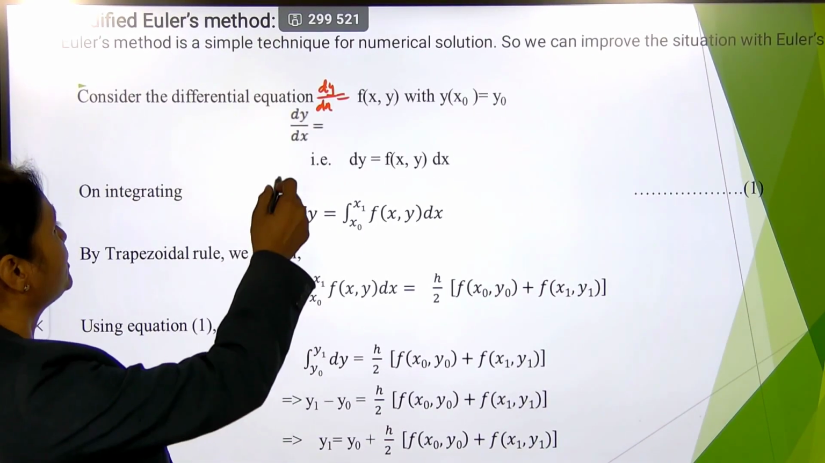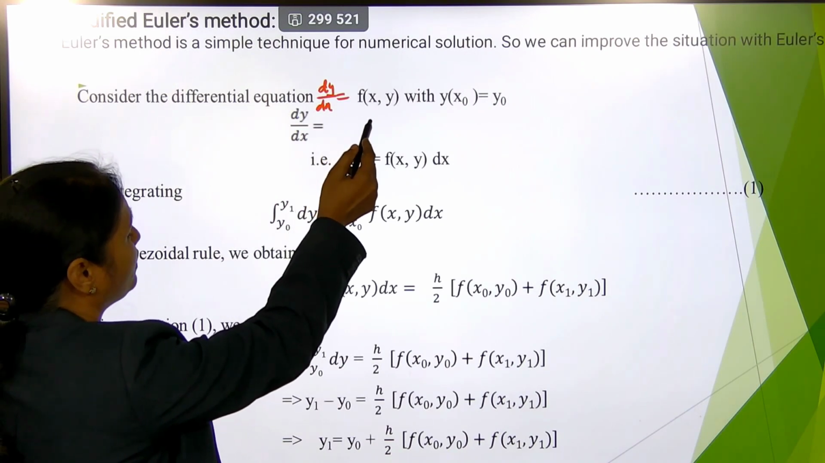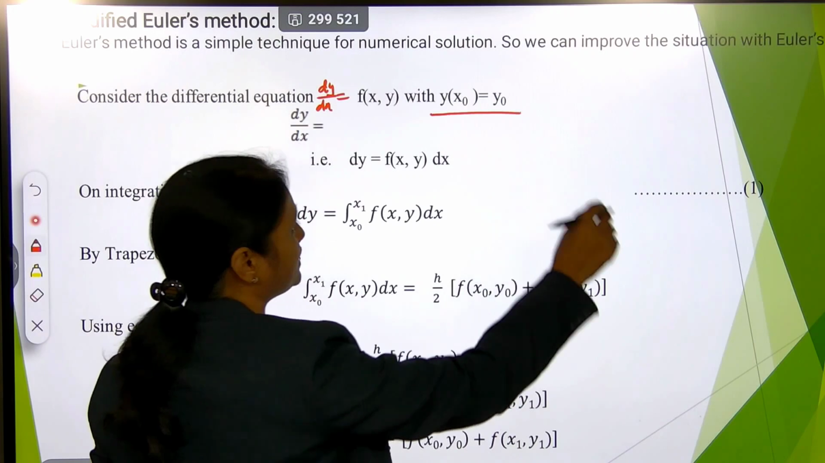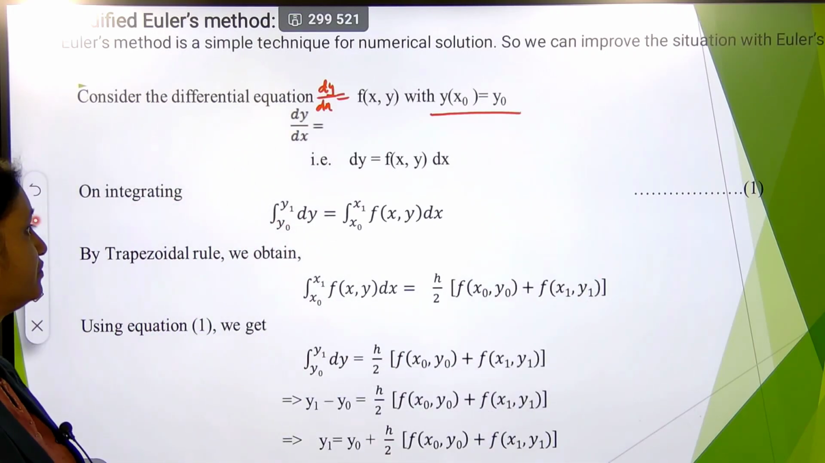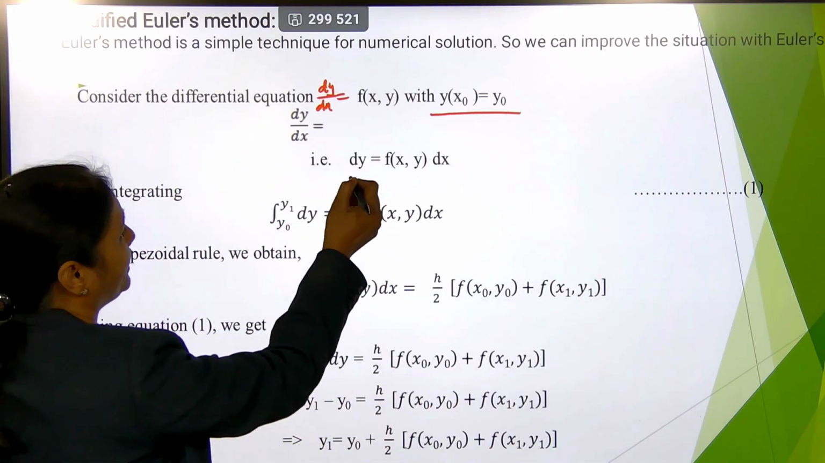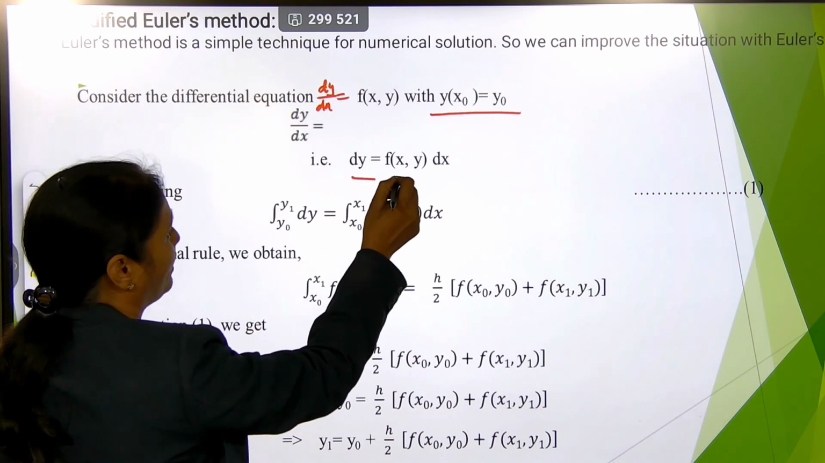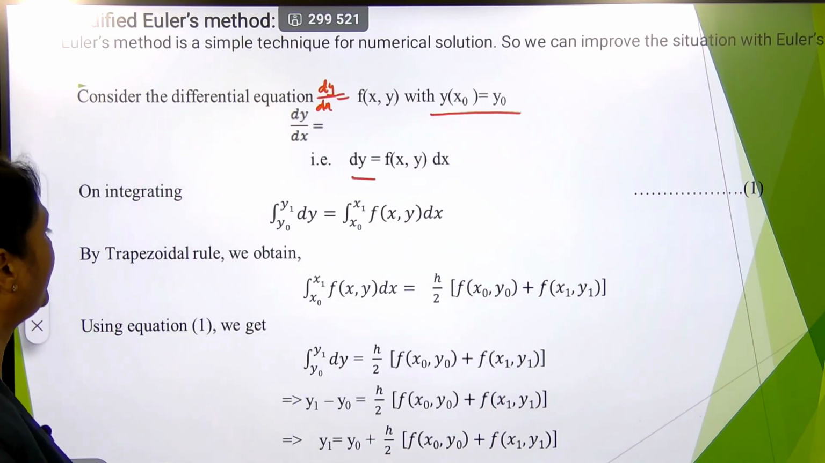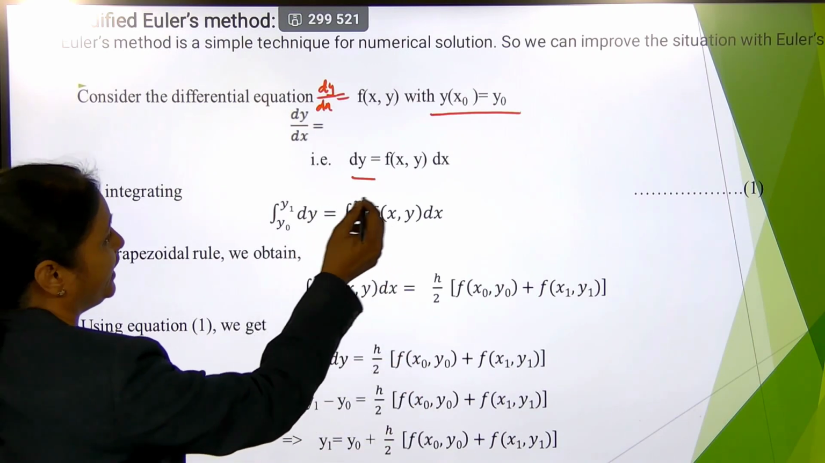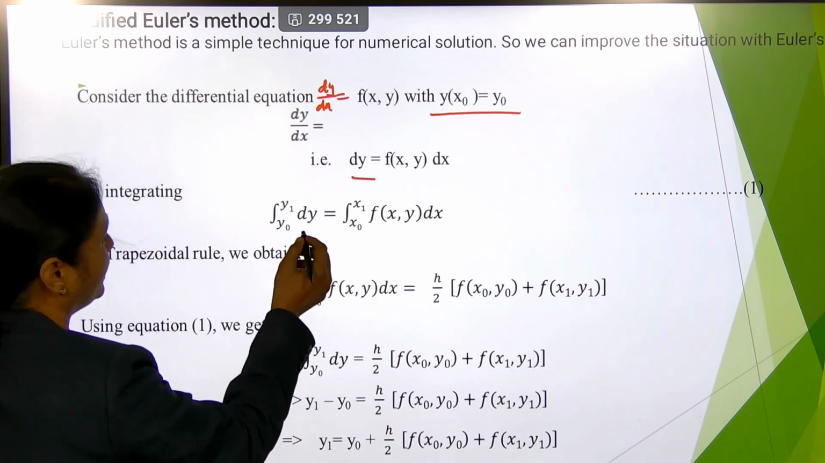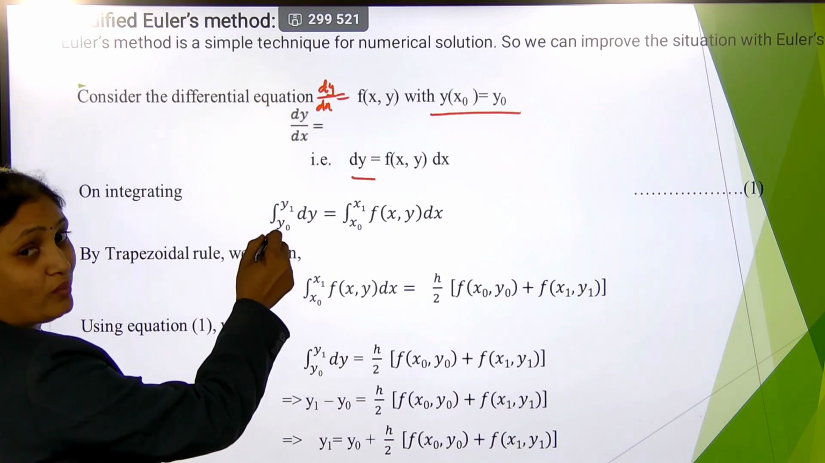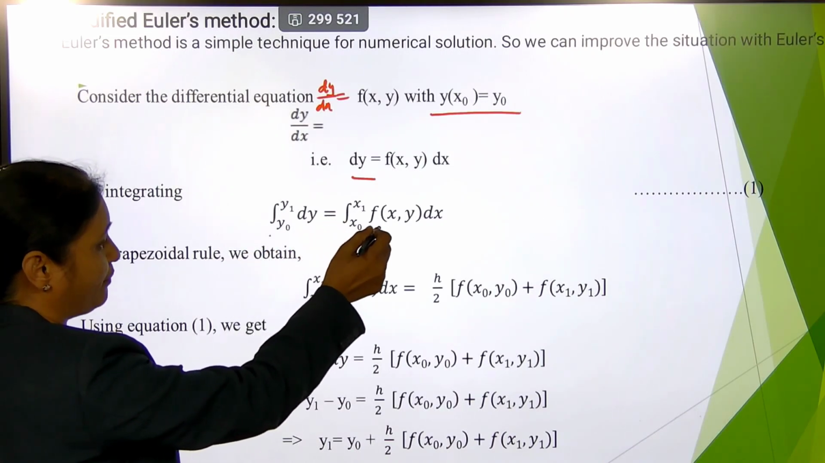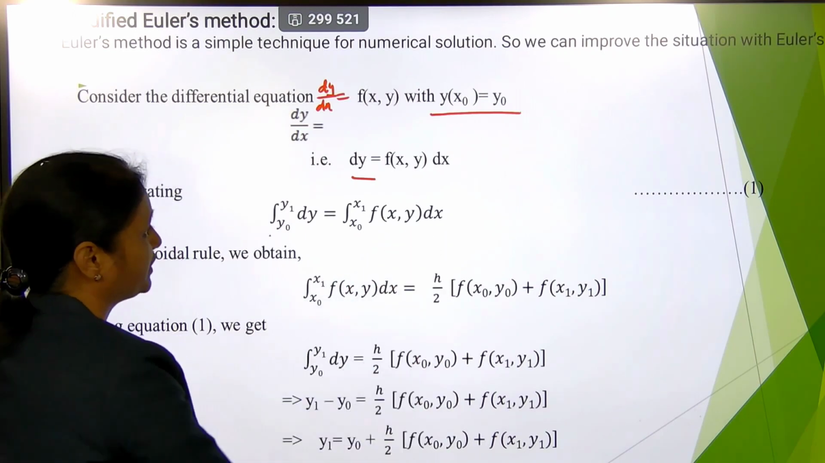So consider the differential equation dy by dx is equal to f of x and y, with the initial condition y of x0 is equal to y0. Now this equation can be written as dy is equal to f of x comma y into dx. Integrating both sides, we get integration y0 to y1 dy equal to integration x0 to x1 f of x comma y dx.